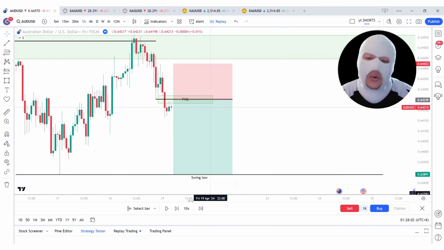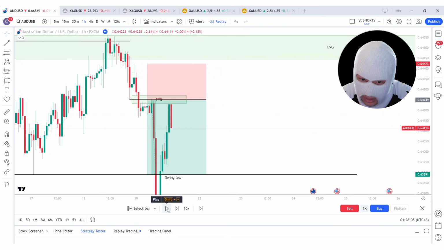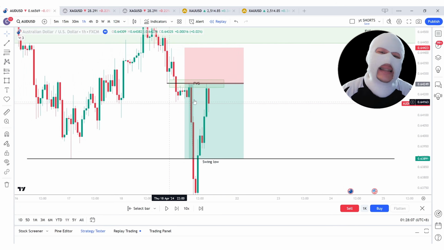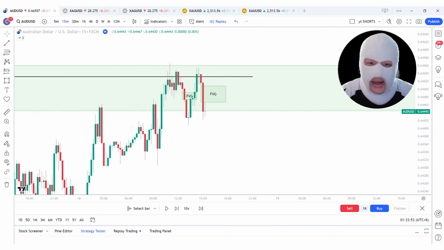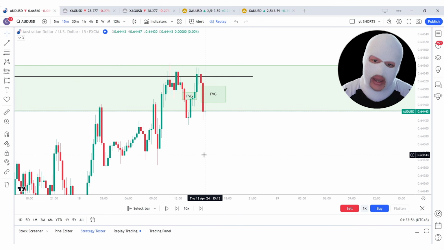Now let's see how this trade plays out. And there you go, an easy TP smash. Let's take a look at the 15-minute clean traffic entry now.